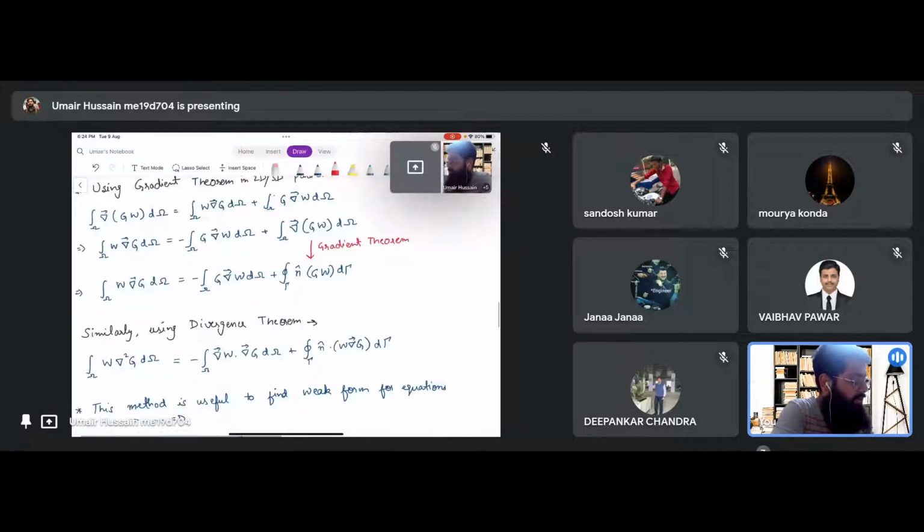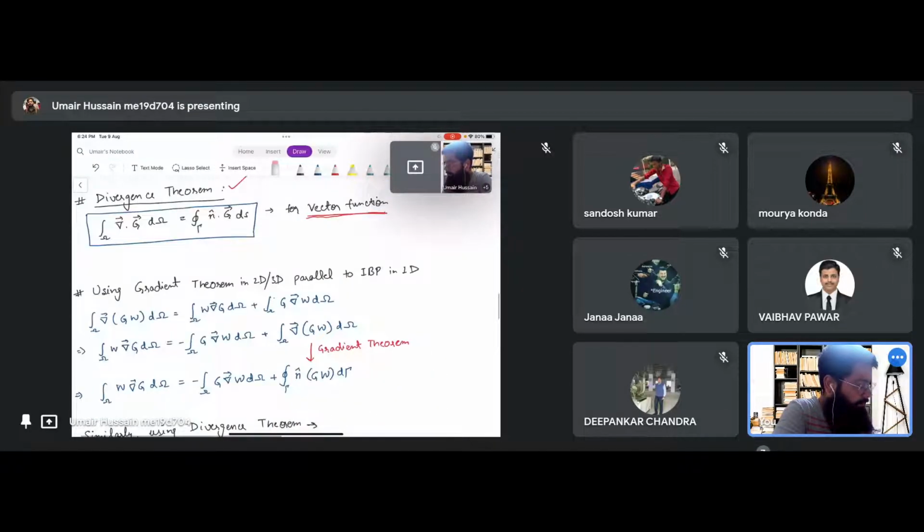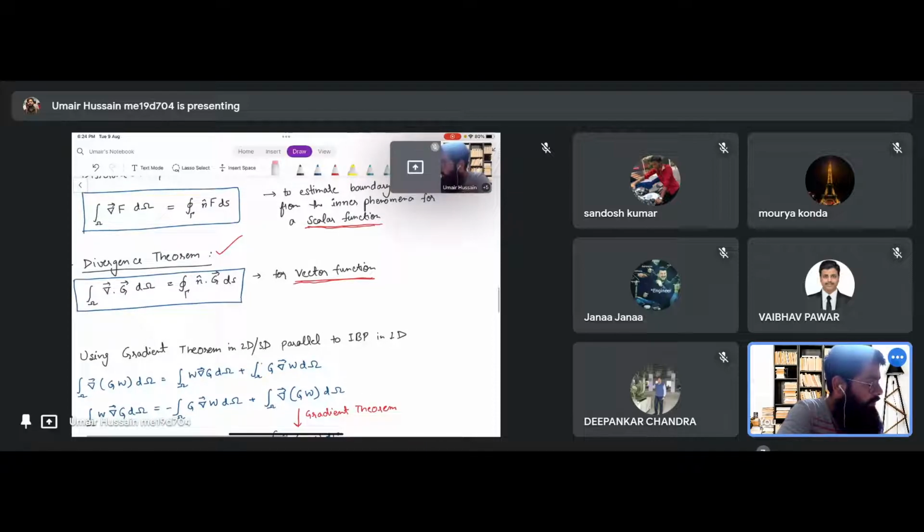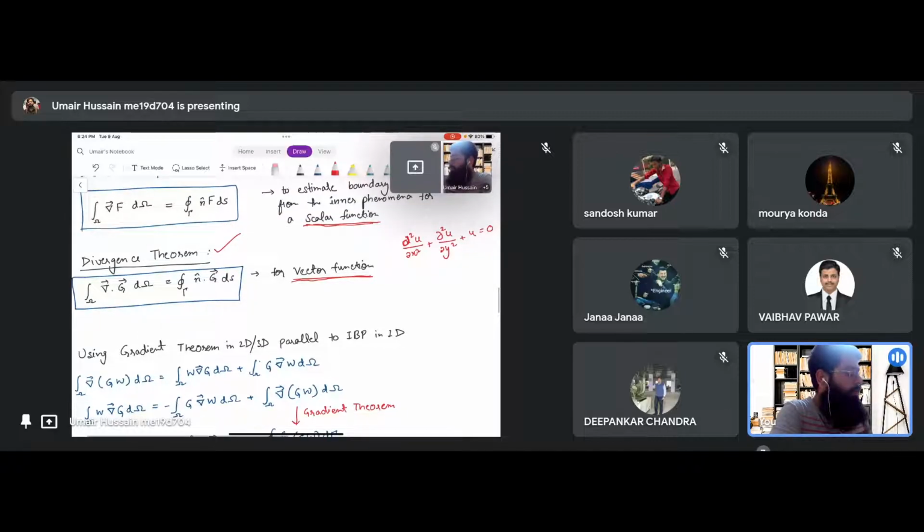But suppose we get an equation of the form del square u by del x square plus del square u by del y square plus u equals 0. This wouldn't be easily dealt with by integration by parts, or even if it can be, it would be very complicated. And the equations that we usually see in real applications are much more scary than this.